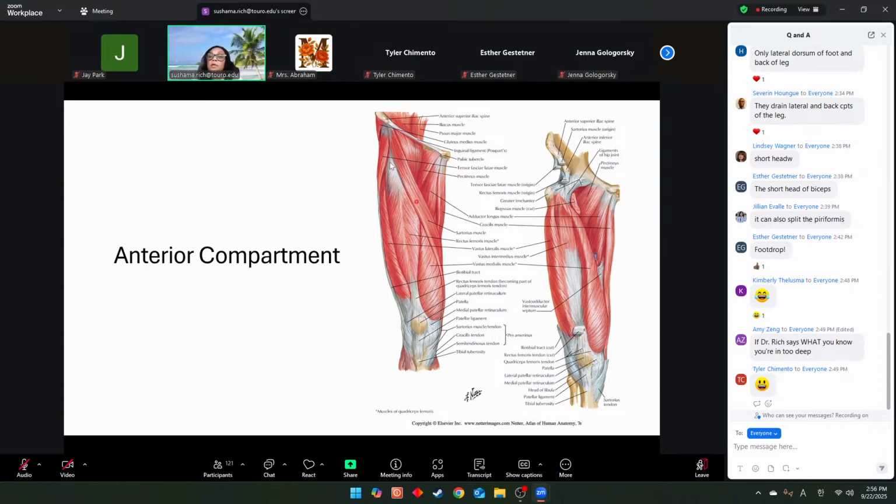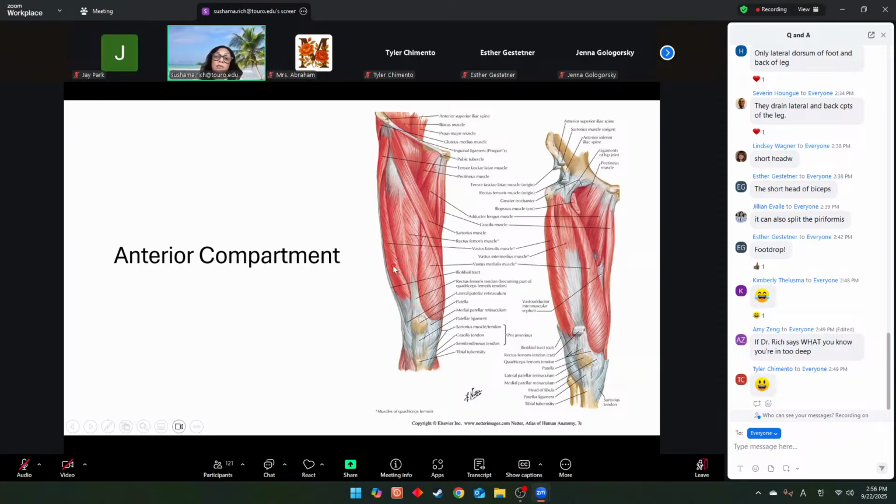Here is the femoral triangle. This is the anterior compartment muscles. What do you want to know about the anterior compartment muscles? First of all, you have the quads here. This is the rectus femoris. Rectus femoris is different from vastus lateralis and vastus medialis. This is lateralis, this is medialis. Rectus femoris crosses two joints: the hip joint and the knee joint.